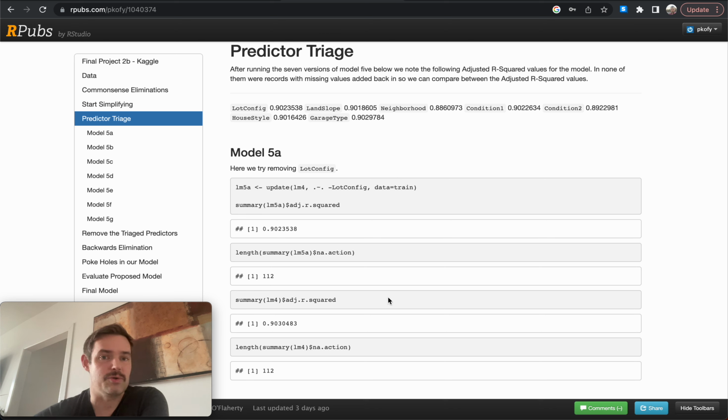Which one would I want to remove first? Which one had the lowest reduction in adjusted R-squared? You can compare adjusted R-squared between all of them because they all had the same number of missing values.